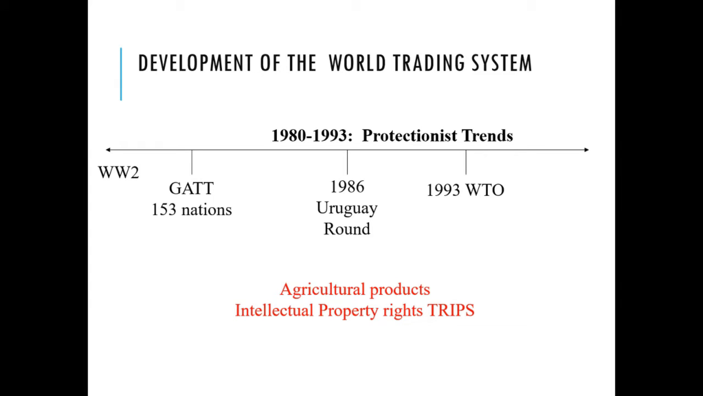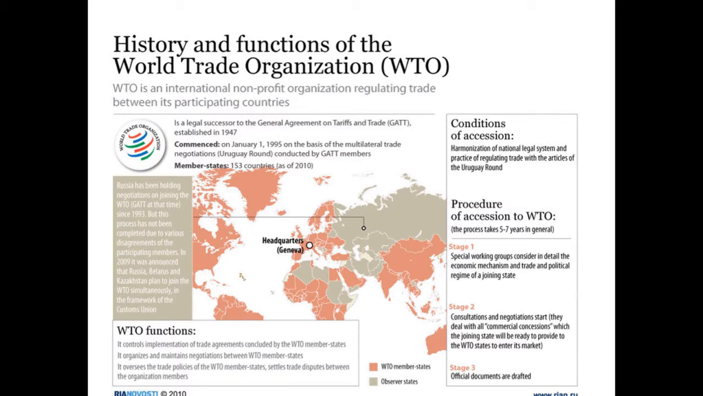The most controversial topics in the negotiations have been the trade of agricultural products and intellectual property rights. So let's think why these two topics have been controversial. The WTO, or World Trade Organization, is a non-profit organization regulating and promoting trade between its participant countries. When this graph was taken, Russia and former countries belonging to the USSR, for instance Kazakhstan and Uzbekistan, did not belong to the WTO.